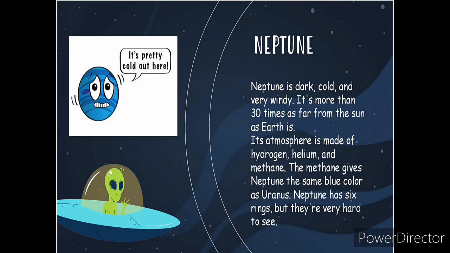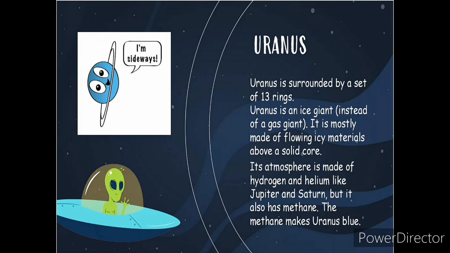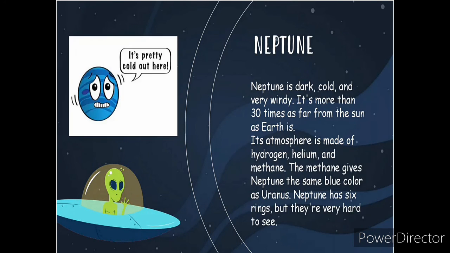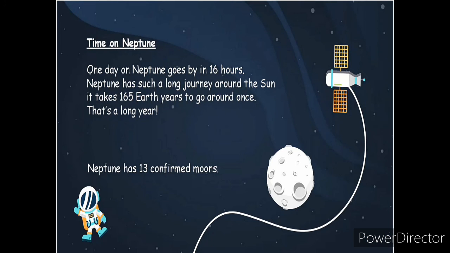Neptune has 6 rings, but they are very, very hard to see. In Uranus also maybe 1 or 2 rings are visible, but in Neptune no rings are visible. And Neptune has 13 confirmed moons. One day of Neptune goes by in 16 hours.